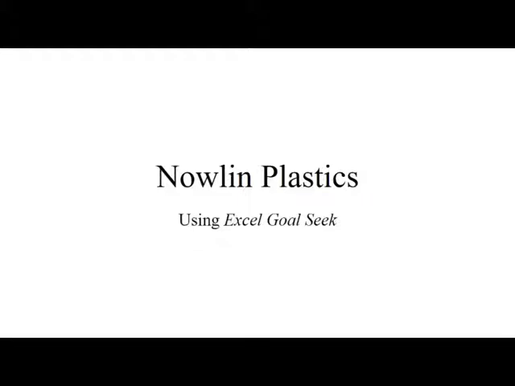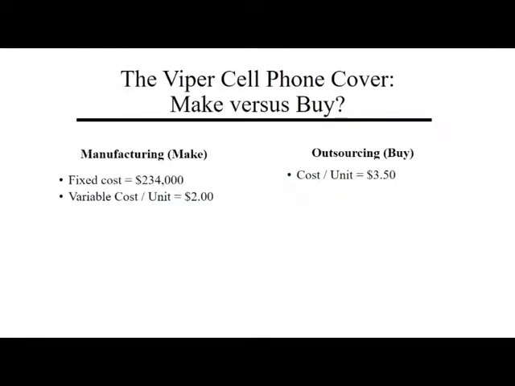In this video, we illustrate how to use Excel GoalSeek to find a break-even point for Nowlin Plastics. Nowlin Plastics has a product known as the Viper cell phone cover, and they face the following decision problem. Should they manufacture the Vipers they need, or should they outsource the production of those Vipers? The relevant data are shown on this slide.